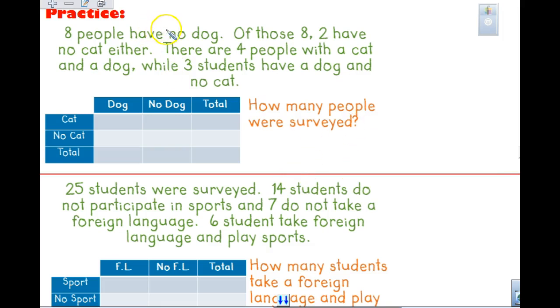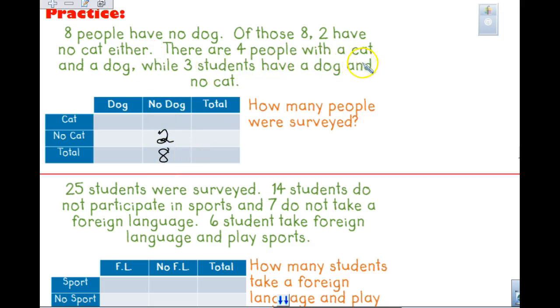We want to take a look. 8 people have no dog. So if we are filling that one in, where, if I am looking at this one with the 8 have no dog, I'm going to go down to the no dog, and that's going to be my total 8. It says, of those 8, 2 have no cat. So under the no dog, I have to fill in this 2 for the no cat, correct?